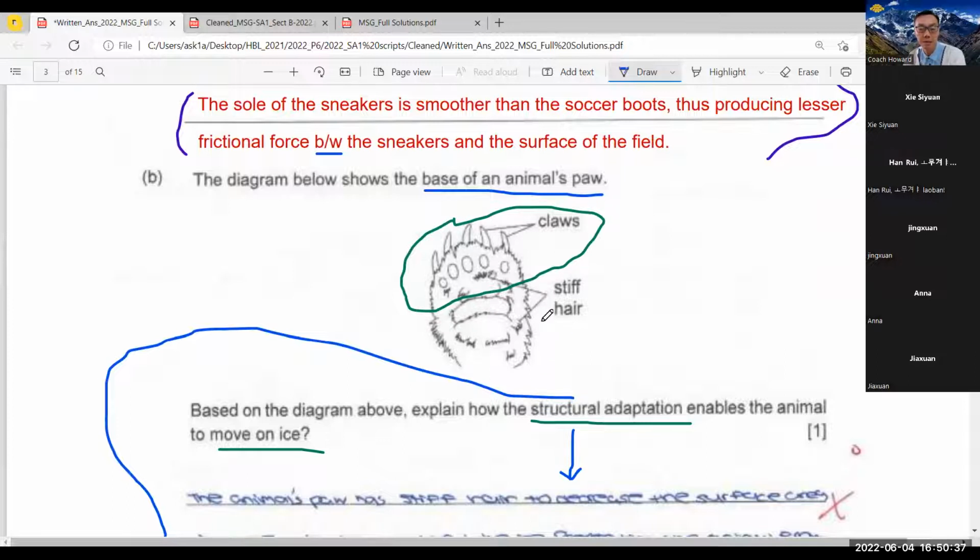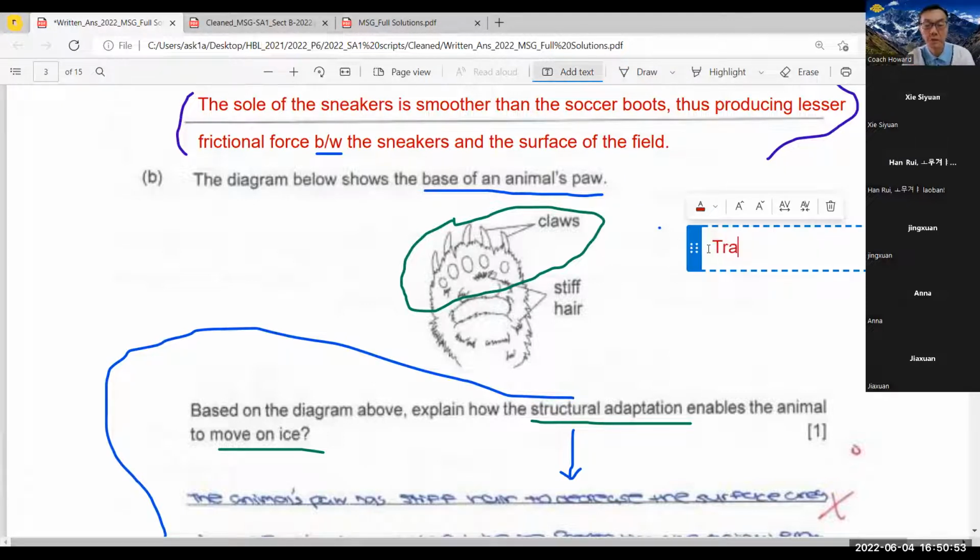So you look at this. This is actually the paws of a polar bear. Very big paws. And these claws actually increase the frictional force. Sometimes it's called traction. Have you heard of it called traction? It's spelled this way, traction. Traction means increase the grip, G-R-I-P, grip. Grip the surface because the ice is very smooth.